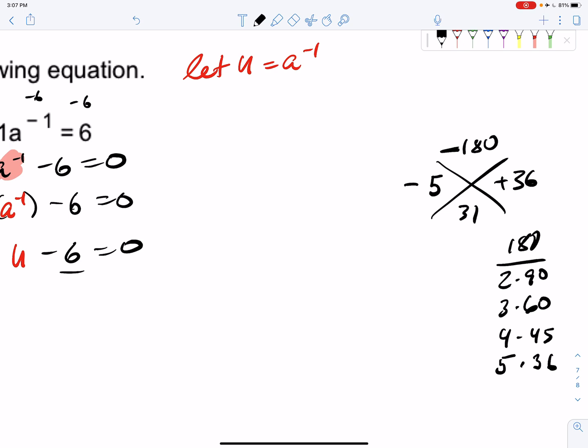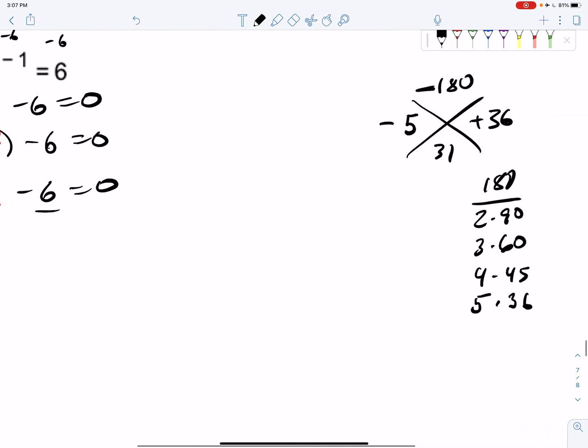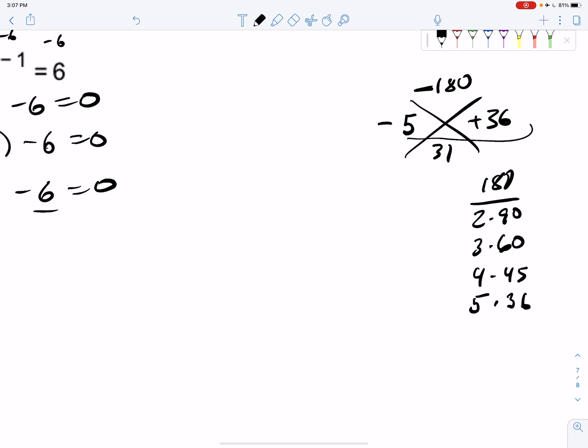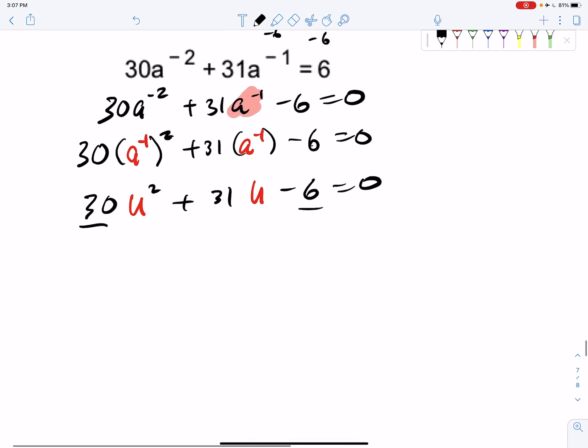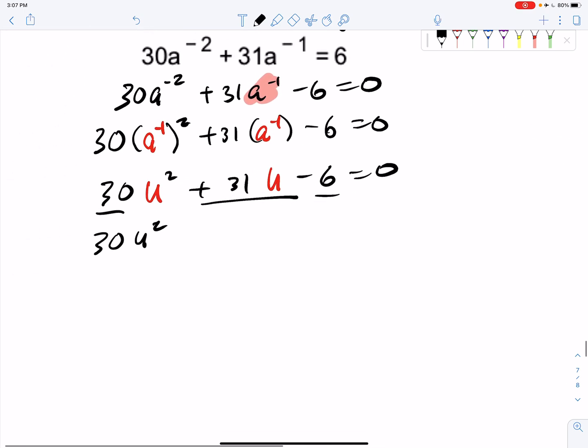All right, so let's go ahead and do this by grouping, just to review that again. These are our two numbers that are going to replace the middle term, negative 5 and 36. So we have 30u squared, and we replace the middle term with positive 36u minus 5u, and of course that's the same as 31u. Copy down minus 6 equals 0.